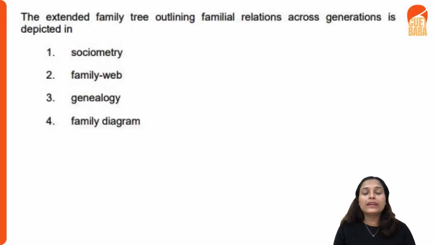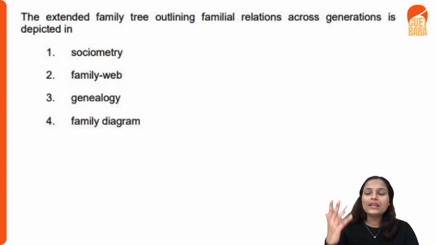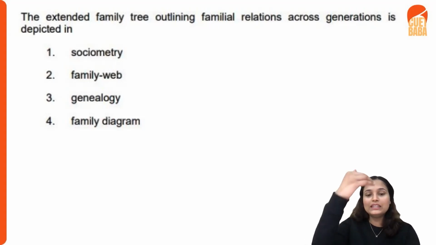All right, moving ahead. The extended family tree outlining familial relations across generations is depicted as sociometry, family web, genealogy, or family diagram. Which is your correct answer? If students have marked sociometry, family web, or family diagram, they're wrong. The correct answer over here is genealogy. What is genealogy? Basically, genealogy is the study of your ancestors, the study of your whole lineage.